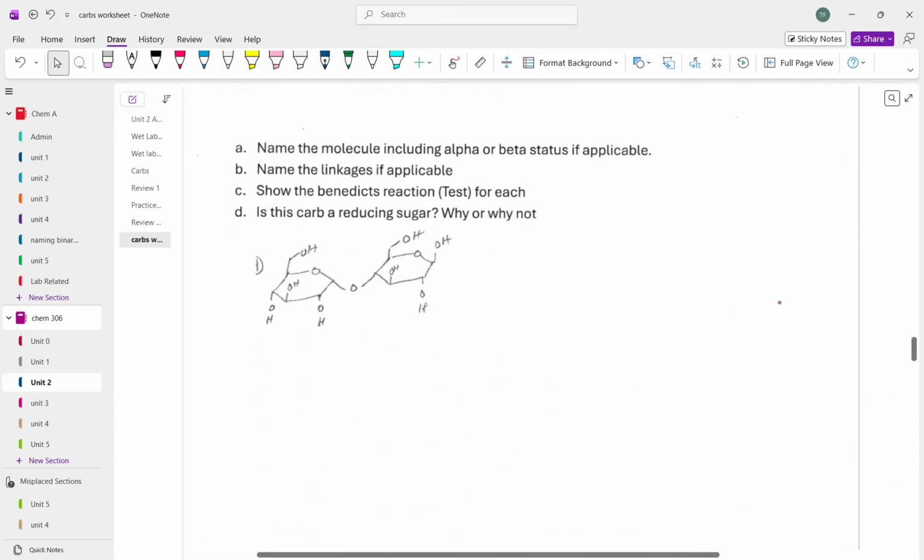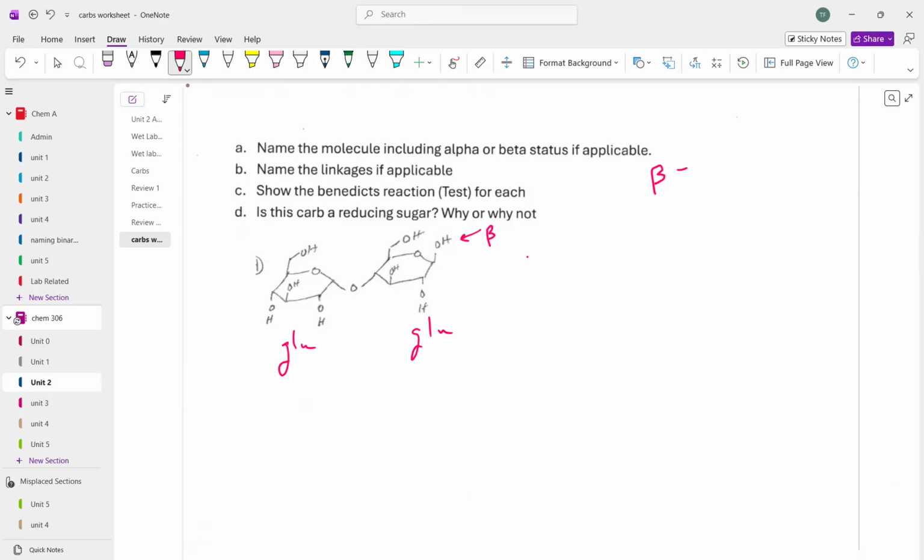Okay, so what do we have here? First of all, it's beta, because it's an OH going up, beta. And what are the two molecules there? Okay, this is glucose, and that's glucose. The linkage is an alpha 1,4. Two glucoses with an alpha 1,4 linkage means it's maltose.